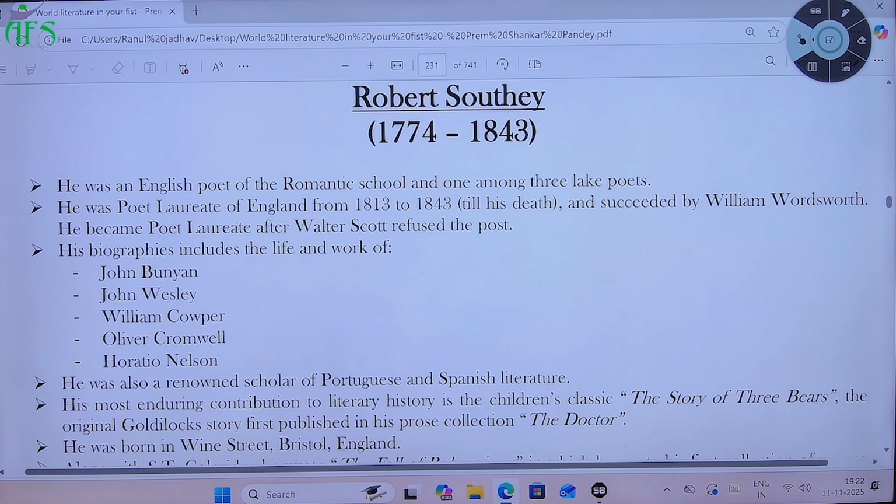He was an English poet of the Romantic school and one among the three Lake poets. Exactly. So we have seen who the Lake poets are: Samuel Taylor Coleridge, Wordsworth, and Robert Southey. He was poet laureate of England from 1813 to 1843, till his death, and he was succeeded by William Wordsworth. He became poet laureate after Walter Scott refused the post. His biographies include the life and work of John Bunyan, John Wesley, William Cowper, Oliver Cromwell, and Horatio Nelson.